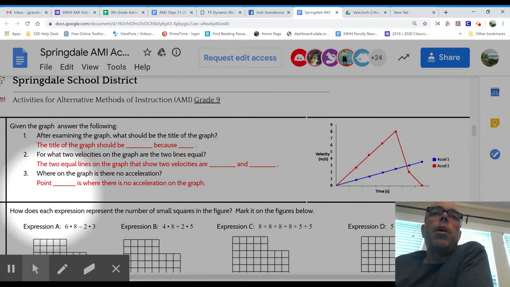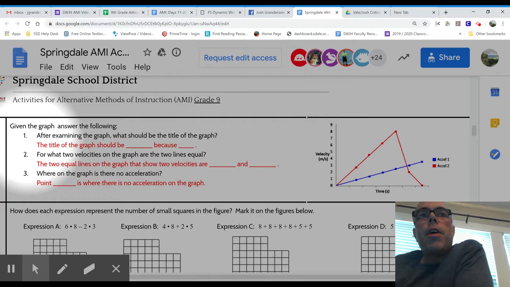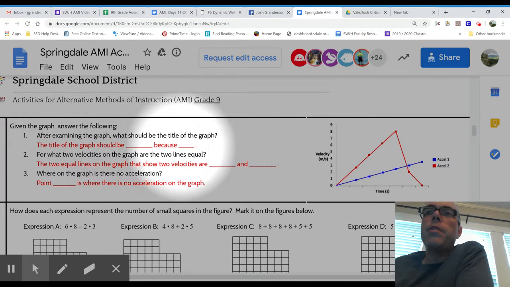Just going to read you the prompt here and give you a little hand with it. Here we go. It says, given the graph, answer the following. 1. After examining the graph, what should be the title of the graph? Title of the graph should be blank because blank.